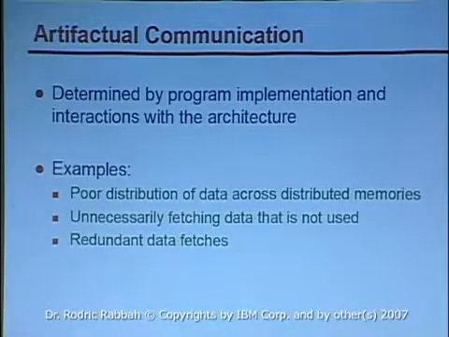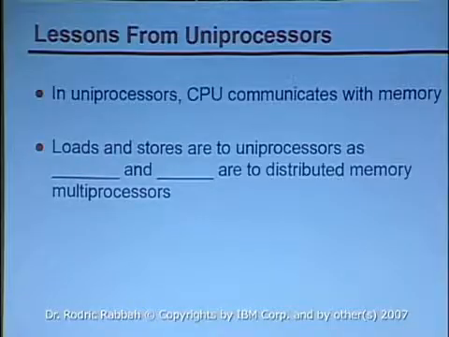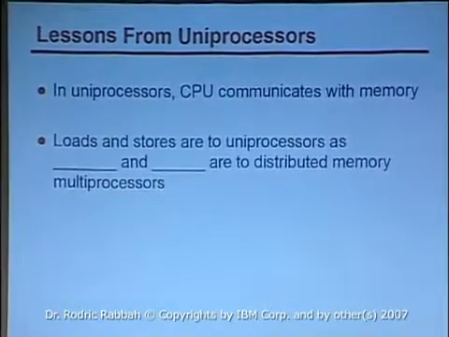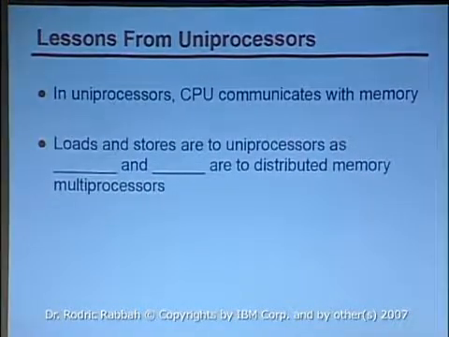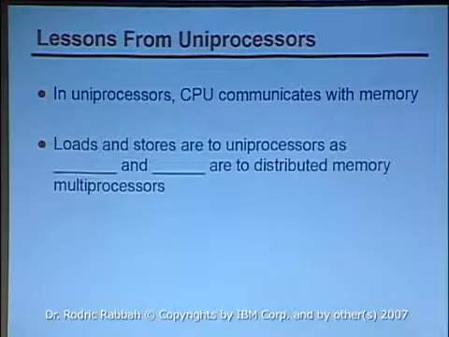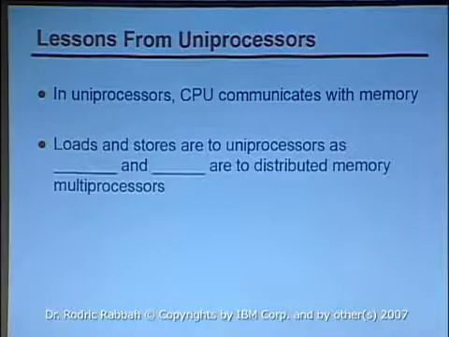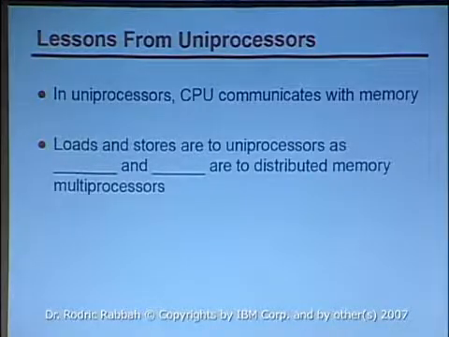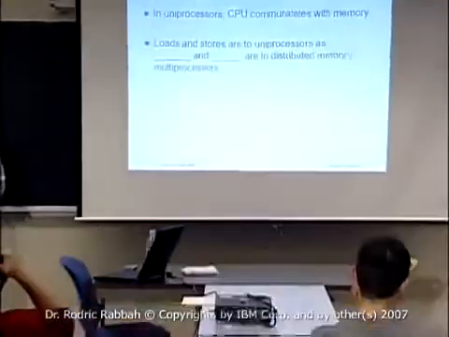So let's talk about that in more detail. The way I'm going to do this is to draw from wisdom in uniprocessors. In uniprocessors, CPUs communicate with memory. And conceptually, I think that's no different than multiple processors talking to multiple processors. It's really all about where the data is flowing and how the memories are structured. So loads and stores are to the uniprocessor as what is to distributed memories? If you think of Cell, what would go in those two blanks?